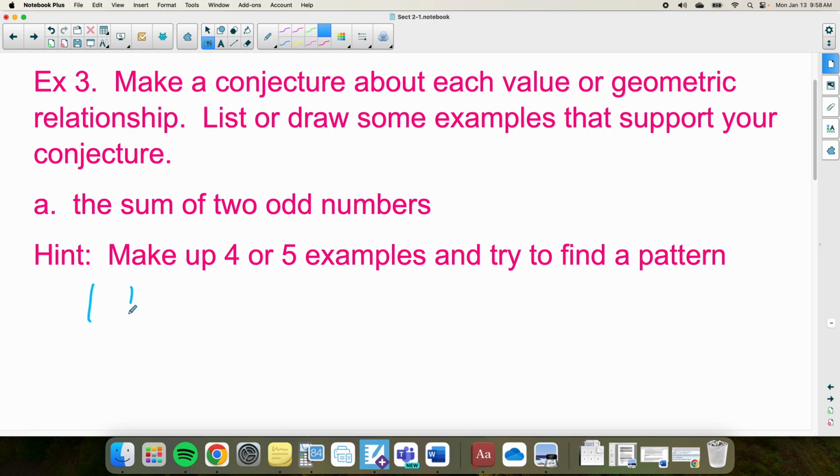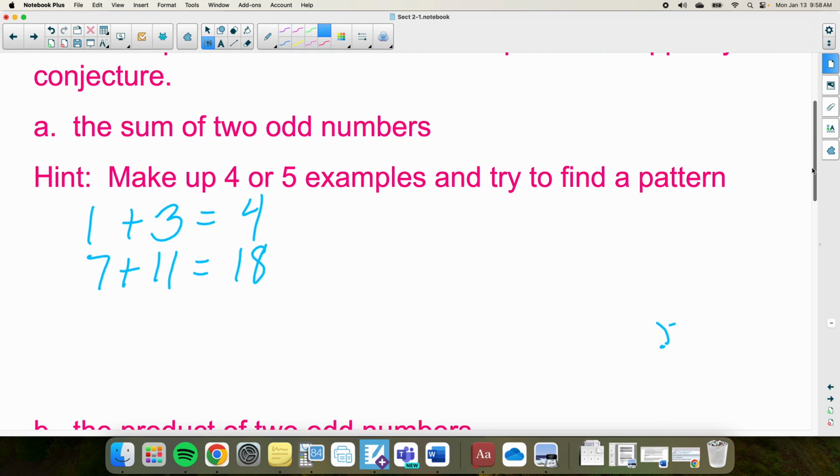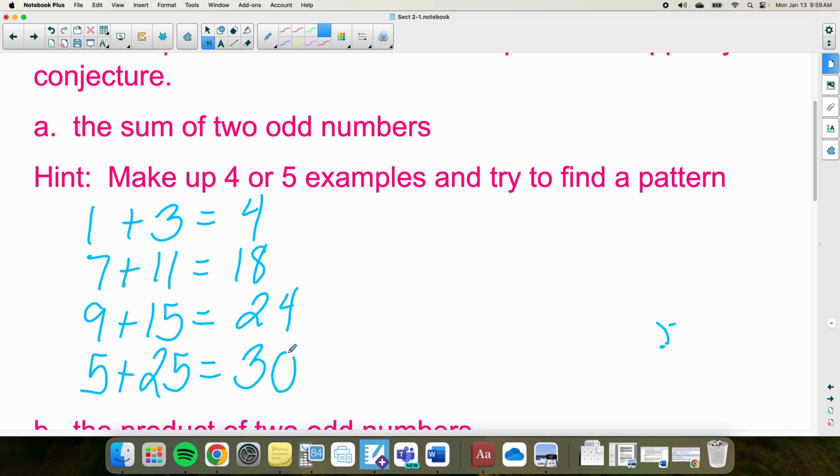So you could go like 1 plus 3, and that's 4. You could pick 7 plus 11. They don't have to be. They all equal even numbers. Yes, that is correct. So what I want you guys to do is come up with like 4 examples. 9 plus 15 is 24. And you might do 5 plus 25. Those are both odds, and that's 30. And then, like Maya said, they're all even, so your answer would just be that it's even.